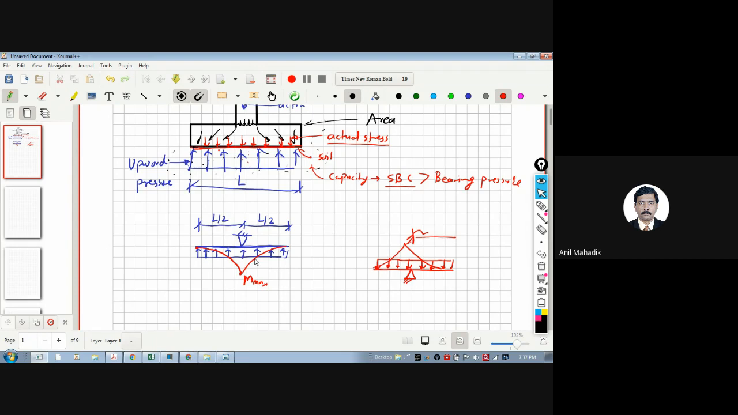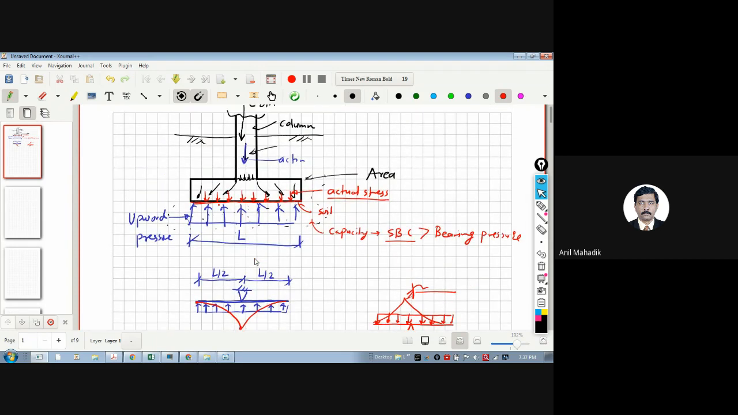Why is this bending moment getting generated? Because it will deflect, actually. So due to the deflection, how will it deflect? It will deflect something like this. This will deflect due to the upward pressure. It will deflect like this.